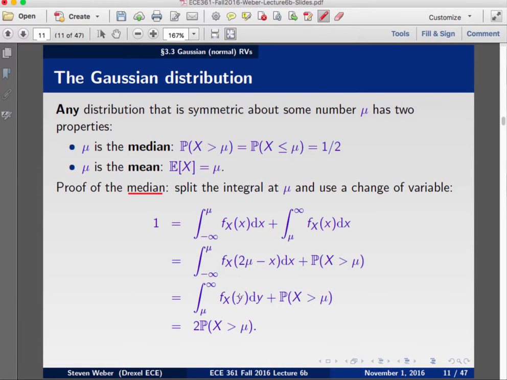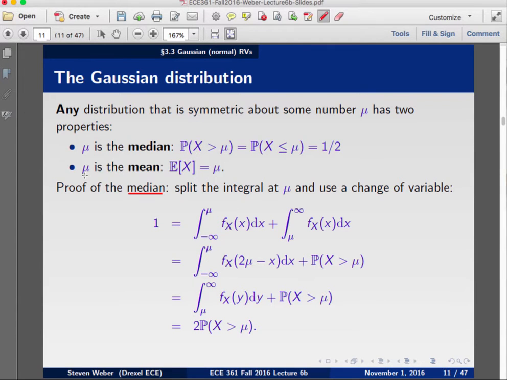Now, in the third step, I've done a change of variable, using the variable y equal to 2 mu minus x. And making that change of variable has the effect of flipping around the order of integration, and it's then easy to see that again I have the same integral I had before, just with a different dummy variable y instead of x. But again, this is the probability that the random variable x is larger than the value mu. And so therefore I have that 1 equals 2 times the probability that x is greater than mu. Or of course, that's the same as saying the probability that x is greater than mu equals 1/2, which is the defining characteristic of the median.